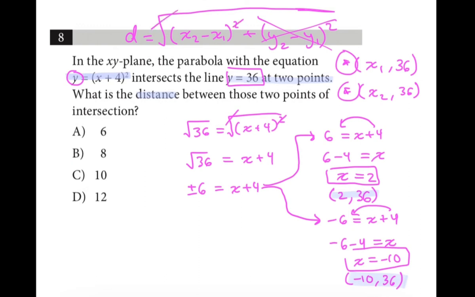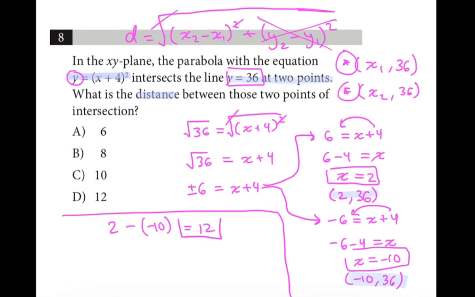And as for the rest of it, the square and the square root will cancel each other out. So we would be left with x2 minus x1. So we just must find the positive difference of the 2 values of x. So I'm just going to write that over here. It would be 2 minus negative 10, which is 2 plus 10, which is equal to 12. And that is the distance between those 2 points. And that matches answer choice D.